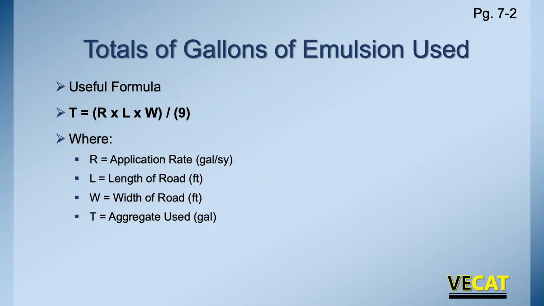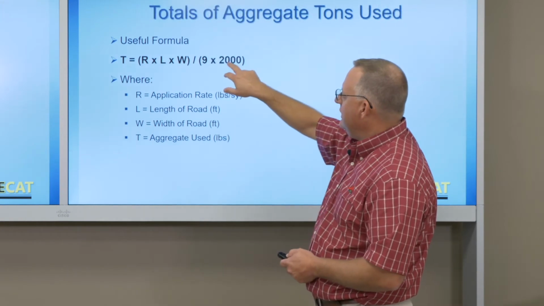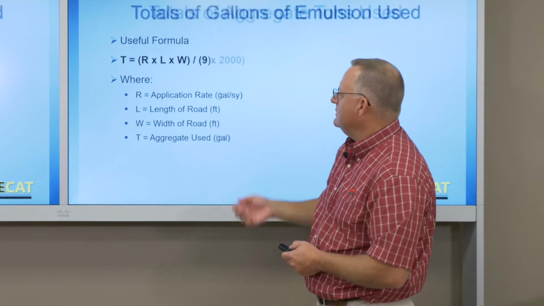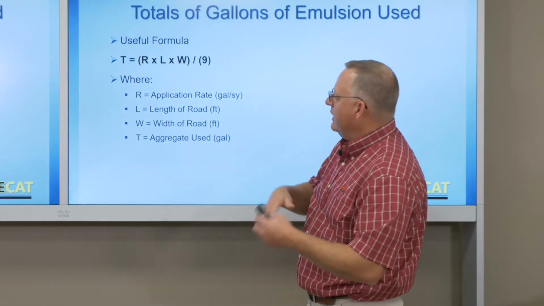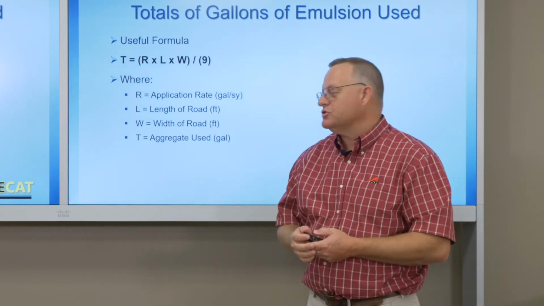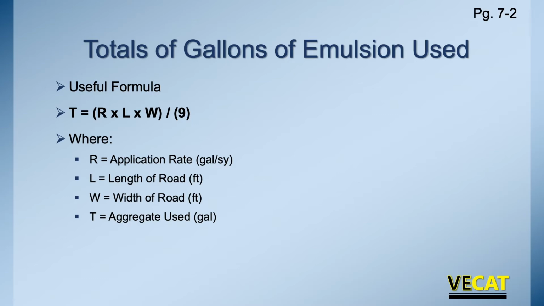For emulsion, same type of thing. Now we're calculating number of gallons. So we drop that 2,000 that we saw here out because that just converts us from pounds to tons. We don't need that. So we know how many gallons. We just have our application rate, how many gallons per square yard, length, width, and 9 again converts us from square feet to square yards.